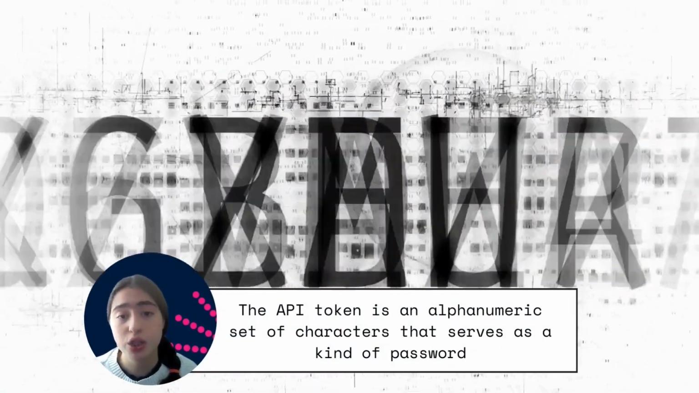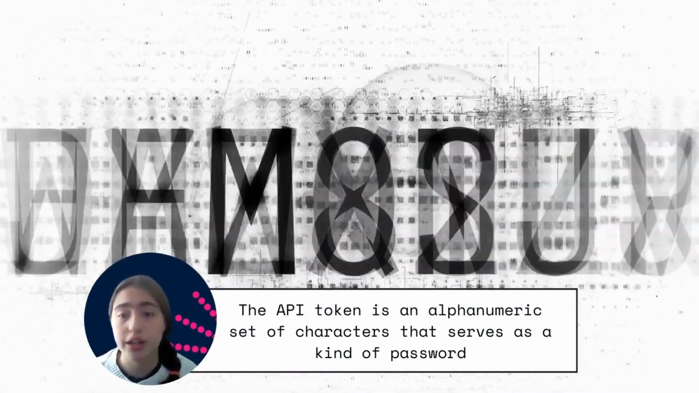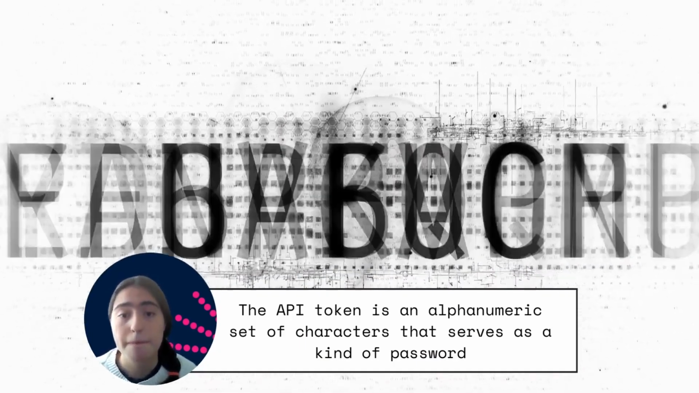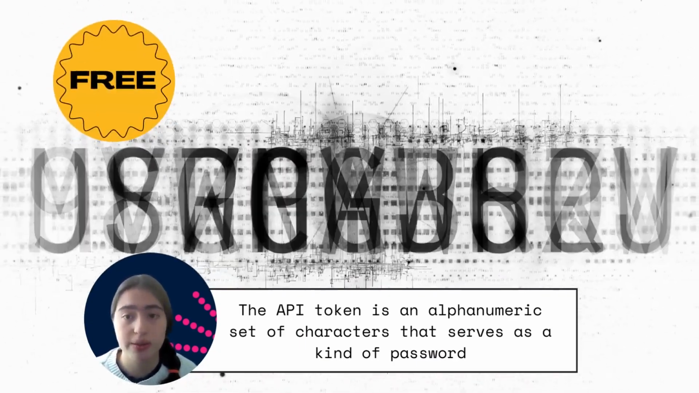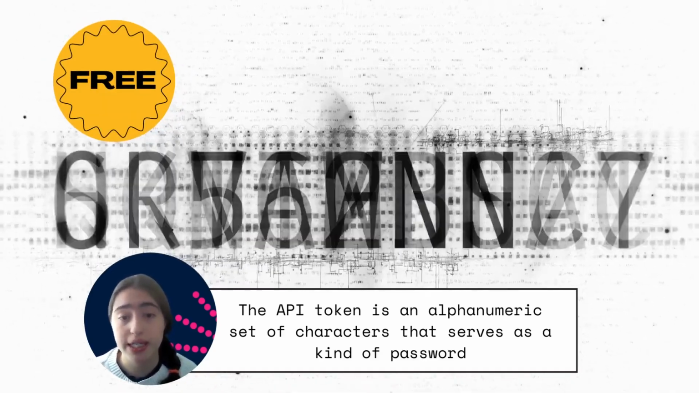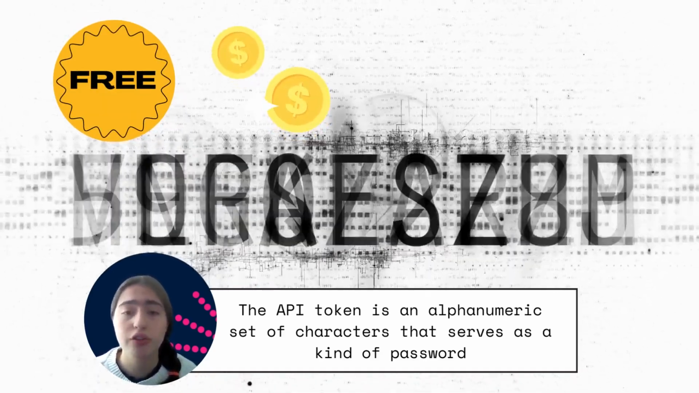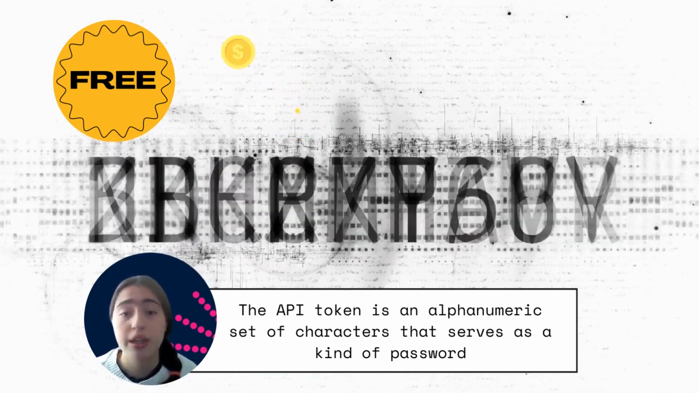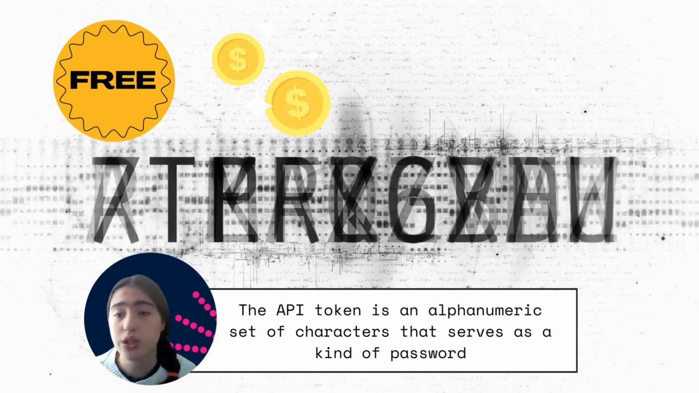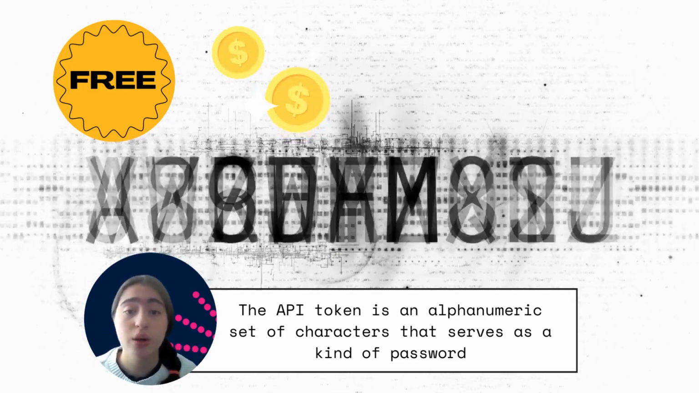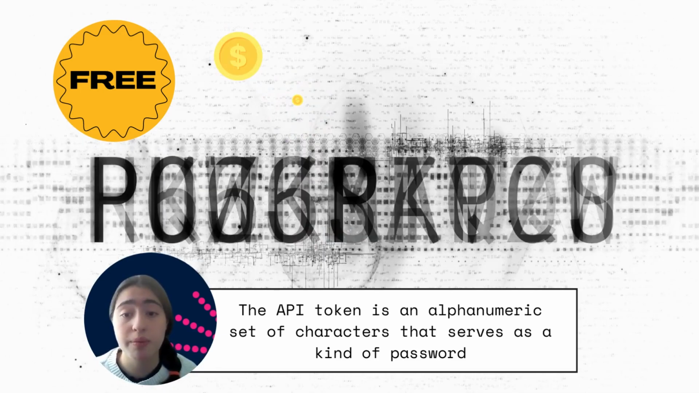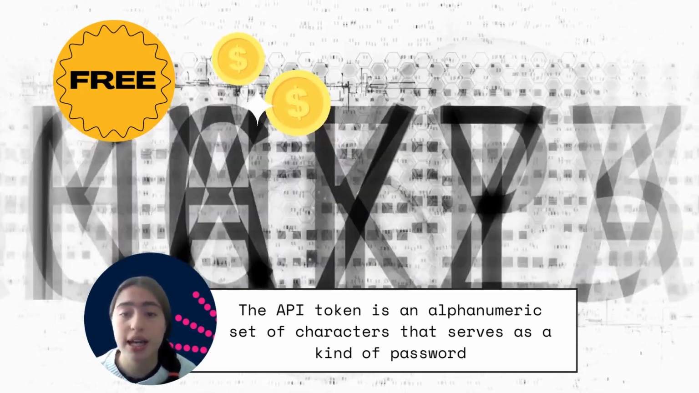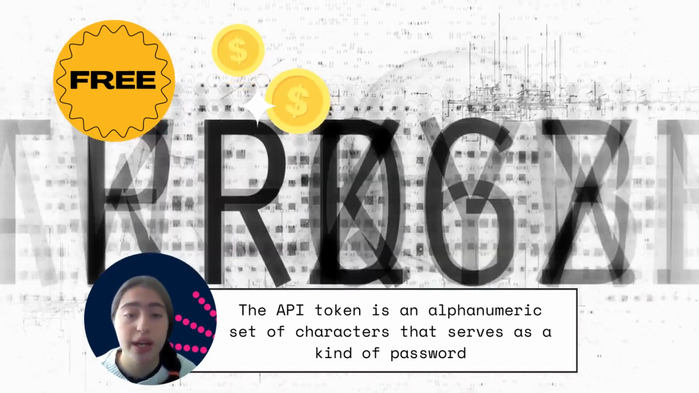Finally, the API token is an alphanumeric set of characters that serves as a kind of password to access the API. Many APIs have free tokens, also known as API keys, that have a limited number of requests, which you can use for your Technovation app prototype. In fact, most APIs require that you sign up for a key or token, and even some of them cost money. But don't worry. There are many APIs that have a test key that you can use without trouble.